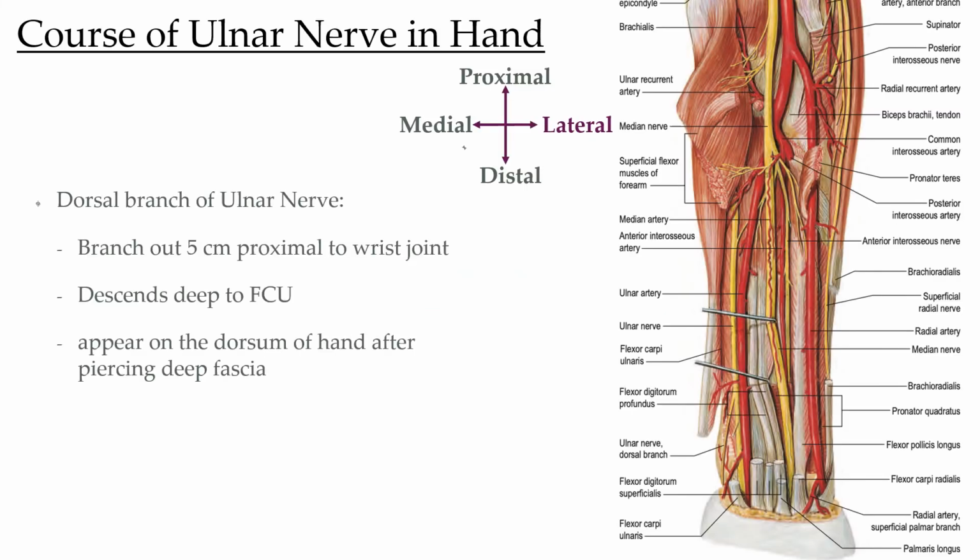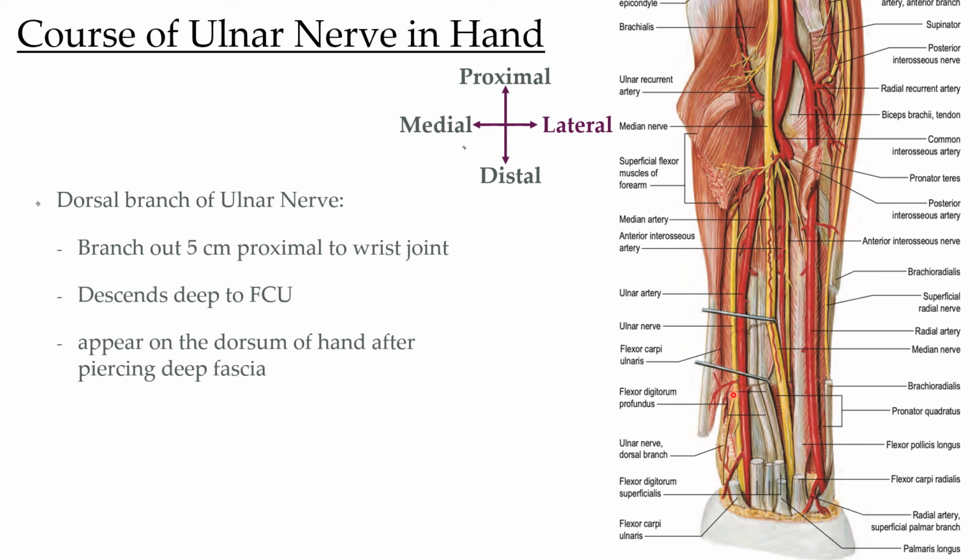Nerves in the hand. In this part, we will learn about the course and branches of the ulnar nerve, radial nerve, and median nerve in the hand. The ulnar nerve, which is a branch from the medial cord of the brachial plexus, descends in the forearm deep to flexor carpi ulnaris. In this illustration, this muscle is flexor carpi ulnaris, and this nerve is the ulnar nerve.